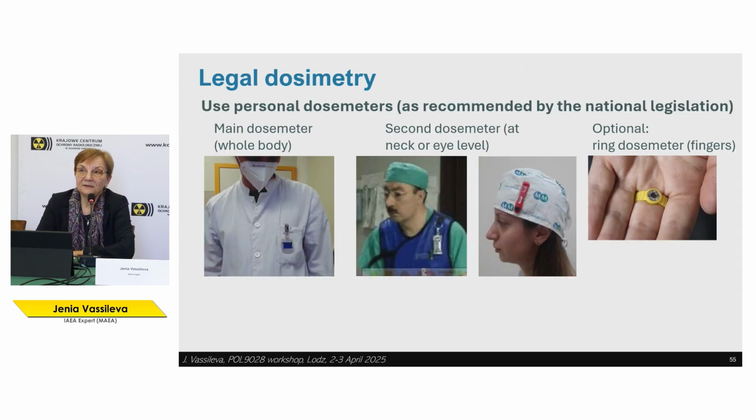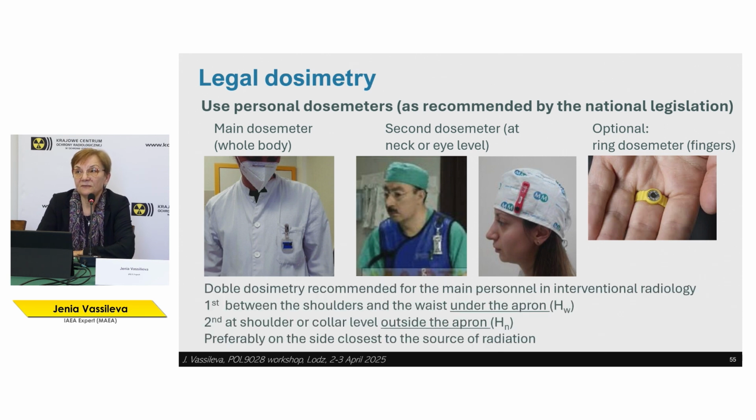The main dosimeter is always there, the whole body dosimeter. But it's recommended for interventional radiology to have double dosimetry, 2 dosimeters, one between the shoulder and the waist under the apron, and the second at collar level outside the apron, that is used to estimate the whole body dose, because when you use protection, usually an under-the-apron dosimeter is not sufficient because we have also some parts of the body that are not protected.